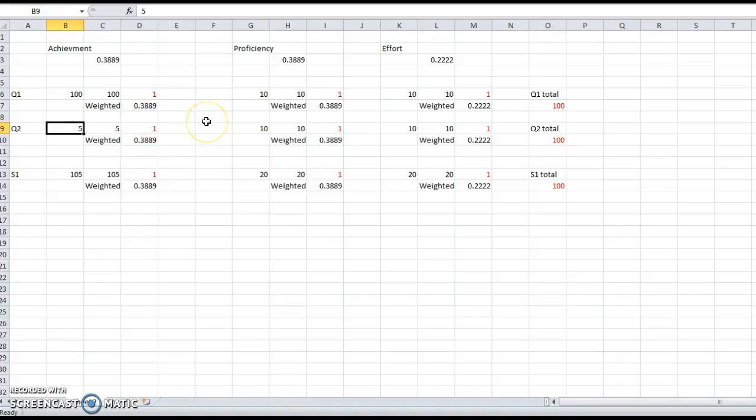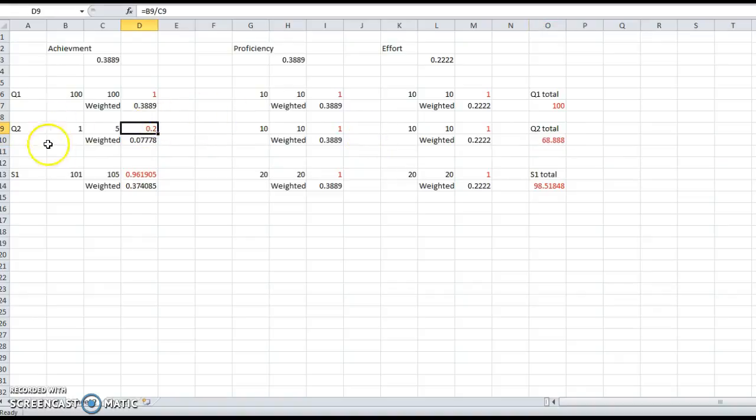Okay, let's look at the first one. If the small quarter of the big category is low, watch what happens. This person has a 20% for achievement for second quarter, and 100% for achievement for the first quarter. So this 20% for achievement is bringing their quarter two grade way down. Even though they're getting 100% for effort and 100% for proficiency, the fact that they're getting a 20% for achievement that quarter brought their grade way down.